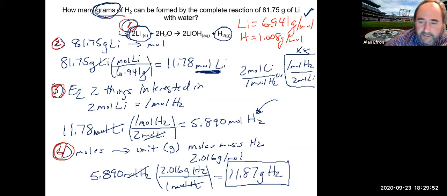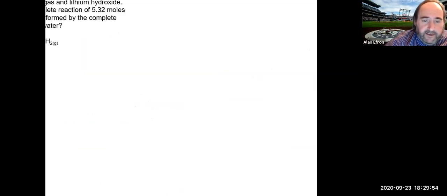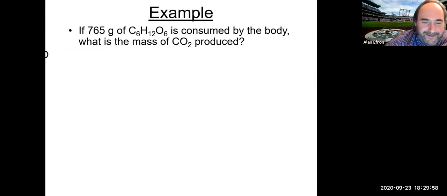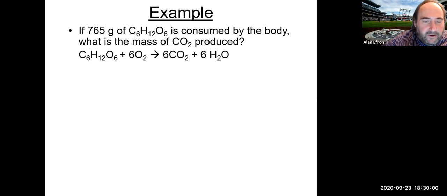Okay, so now that you're professionals, let's try another one here. That's the same one, so let's try this one. All right, so you give this one a go here. Take a couple minutes to see what you come up with. We're going with 765 grams of C6H12O6 is consumed. What is the mass of CO2? So we're looking for grams in this case. So how many grams of CO2 is produced?